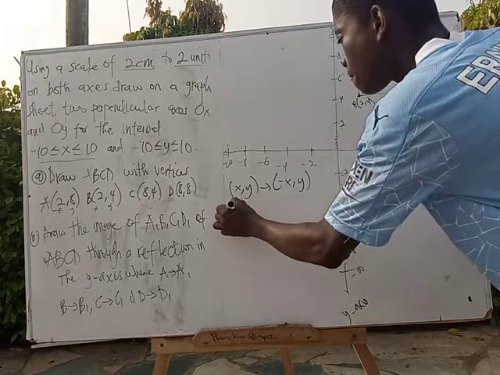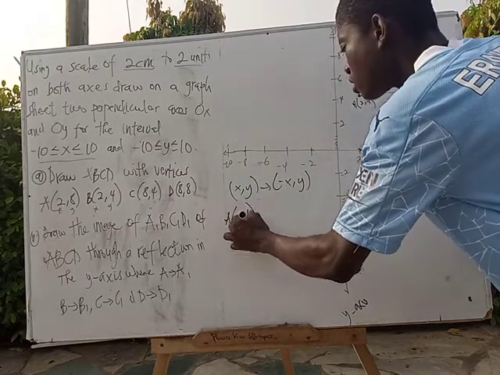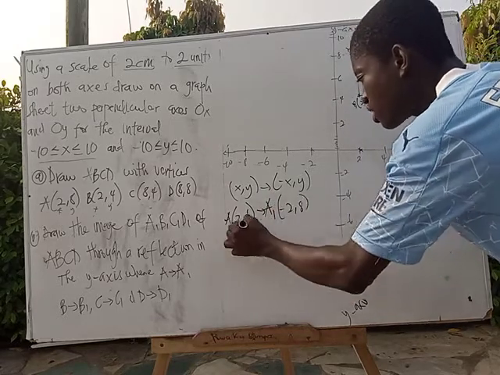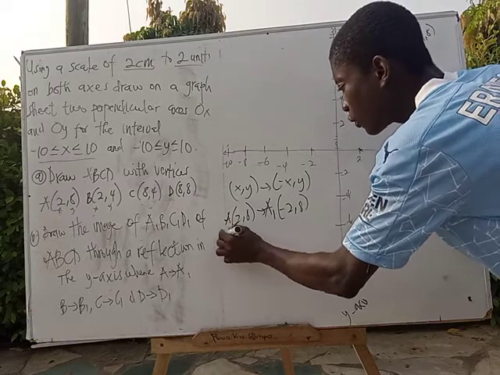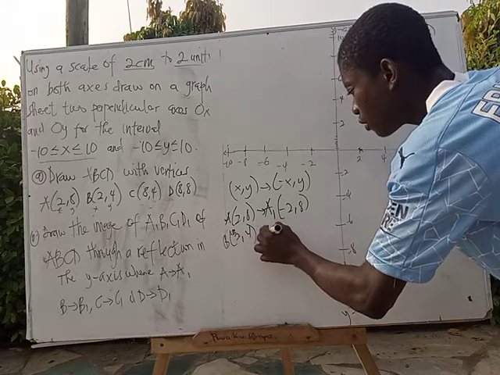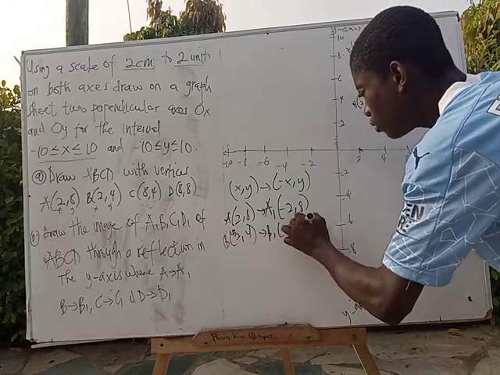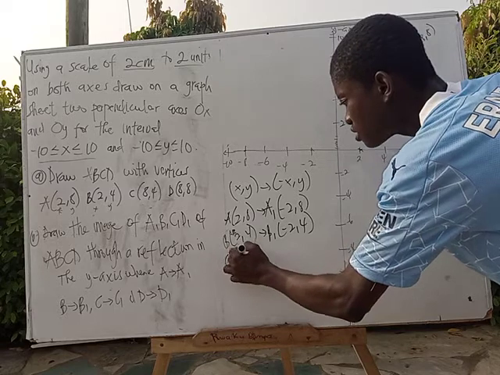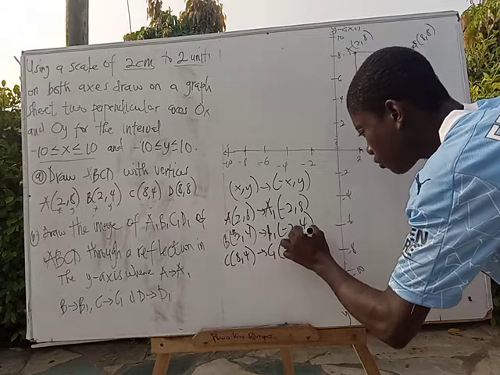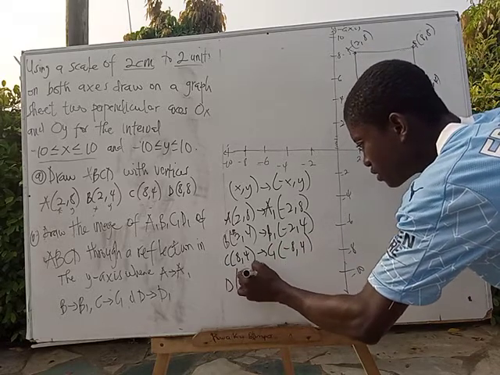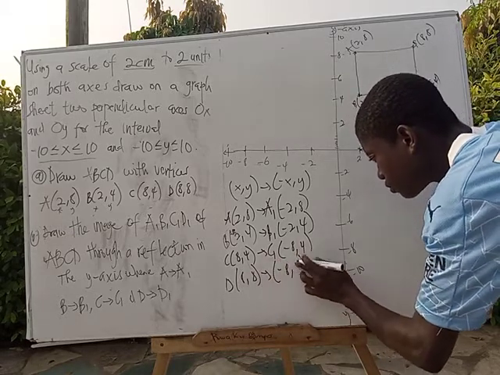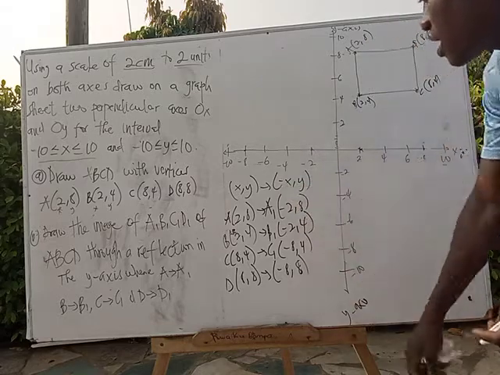So here we take A. A is (2, 8), and it maps to the image of A, which is (-2, 8). You just negate the first value and maintain the rest. So B1 is going to be (-2, 4). Our C is (8, 4), so the image of C is (-8, 4). Our D is (8, 8), so here you get (-8, 8). That is that. I'm just negating only the x.